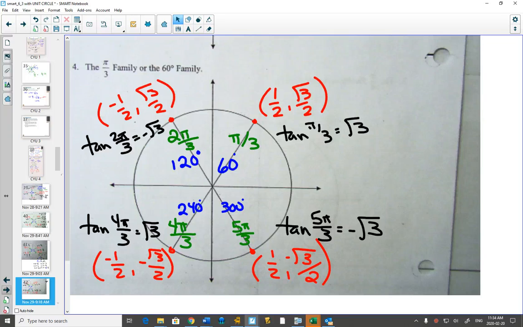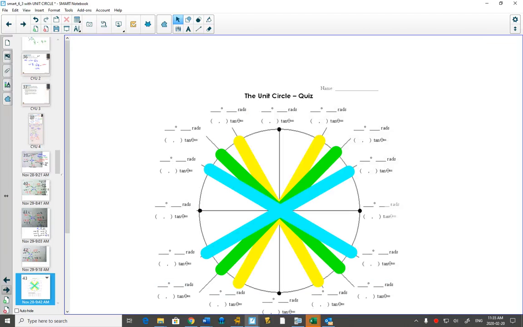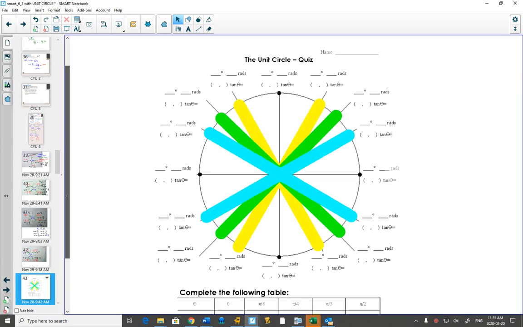The next thing we're going to do is take all of this information from all 4 families and combine it onto a single sheet of paper. And this single piece of paper says the Unit Circle quiz on the top because it is the only quiz that I give you before your quiz, and you know exactly what it's going to look like. So this is your quiz with all of these blanks, and you will have to fill in all of the blanks when we have our quiz.